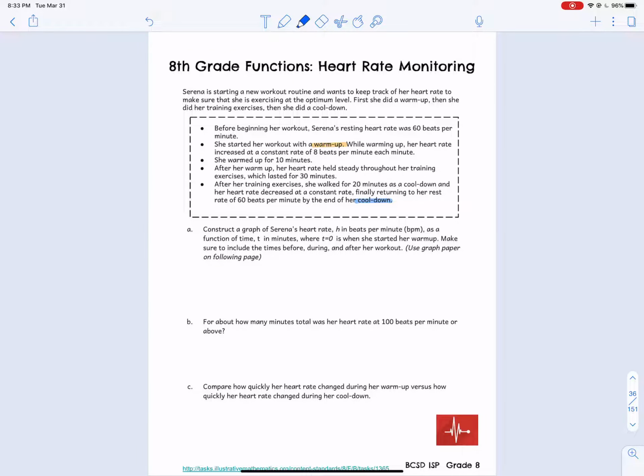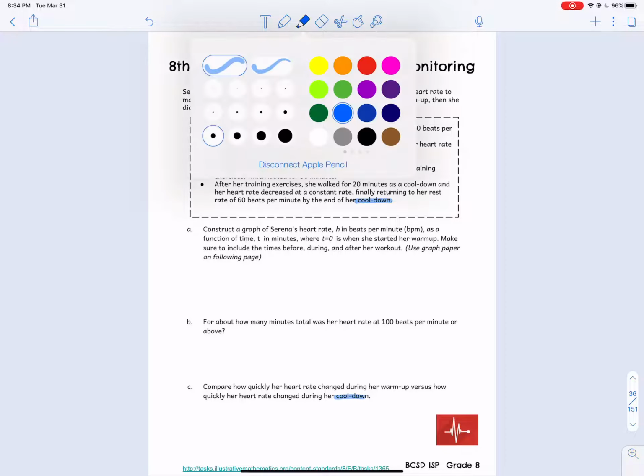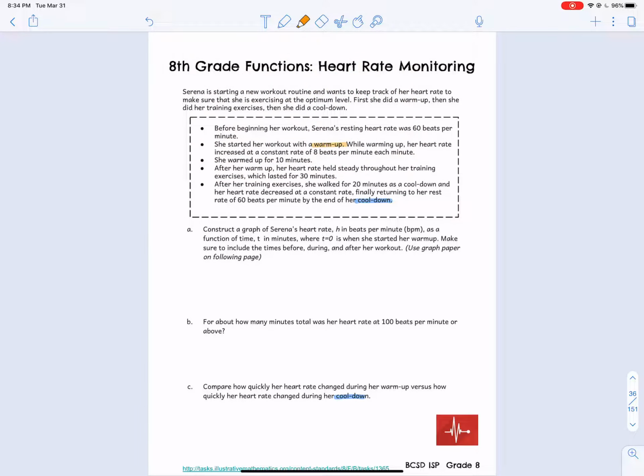And then B, how many total minutes was our heart rate at 100 beats per minute or above? We're going to get that information from the graph. And then C, compare how quickly her heart rate changed during her warm up versus how quickly it changed during her cool down. How quickly it changed, that is rate of change. So we're going to compare her cool down to her warm up.